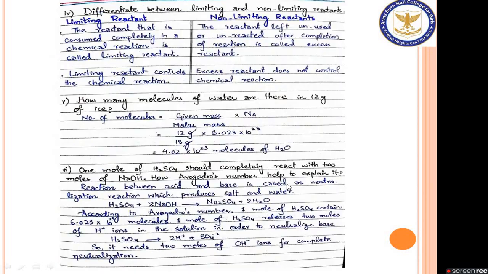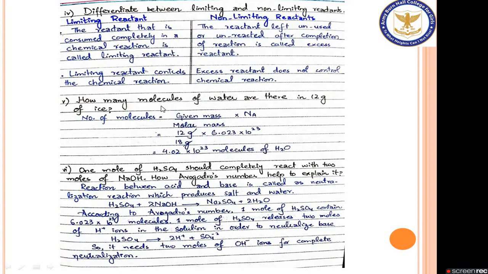Part 4. Differentiate between limiting and non-limiting reactant. We have explained in detail about the limiting. Non-limiting means excess reactant, reactant in excess. So we have defined limiting reactant: the reactant that is consumed completely in a chemical reaction is called limiting reactant, and the reactant which remains unused during a reaction is called excess reactant. Limiting reactant controls the chemical reaction, while excess reactant doesn't control the chemical reaction.